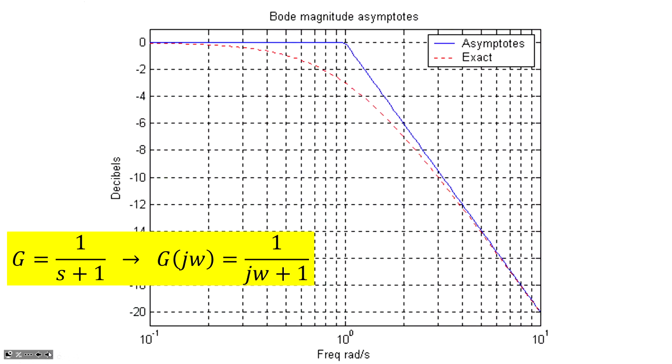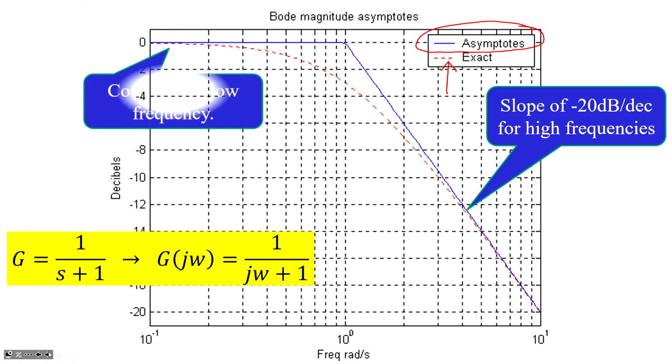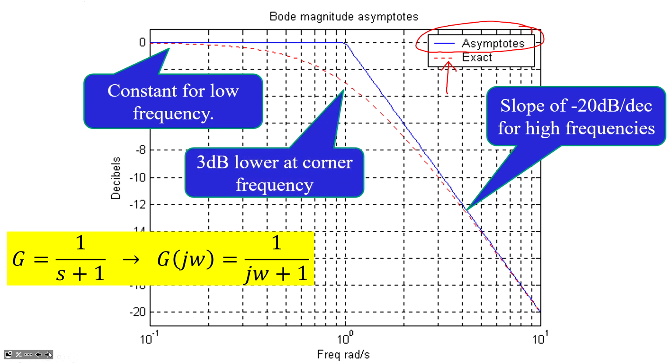So here's an example. You can see I've got 1 over s plus 1, or 1 over j omega plus 1, and in blue I've done my asymptote information, and in red I've done the exact Bode diagram. So what do you see? The slope goes to minus 20 decibels per decade for high frequencies. It's a constant for low frequencies. And there's a 3 decibel error. If you calculate this distance here, you'll see it's 3. So a 3 decibel error at the corner frequency. So you can do a sketch of this very, very quickly. Flat line, 20 decibels per decade slope, error of 3 at the corner.